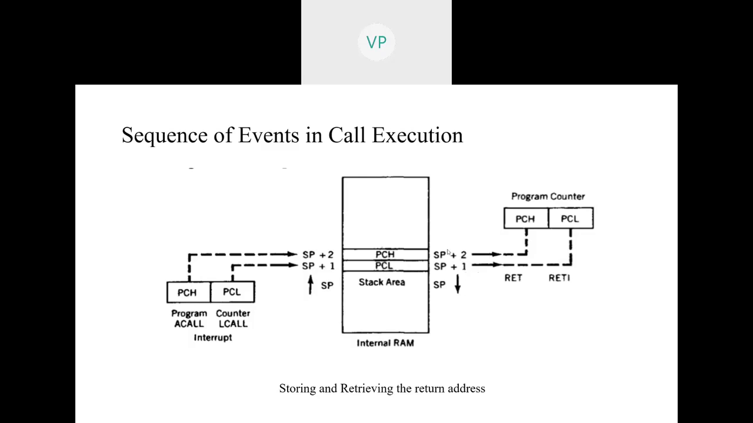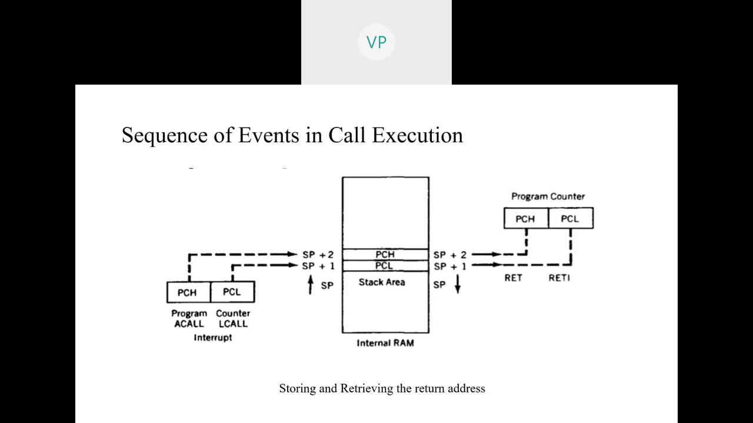It will read the contents of SP plus 2 and store it onto the PCH, that is the higher order byte of the program counter. It will decrement the stack pointer by 1, and whatever the content in that memory location is copied onto the lower byte of the program counter. And again the stack pointer is decremented by 1, so that now the program counter is holding the next instruction to be executed.